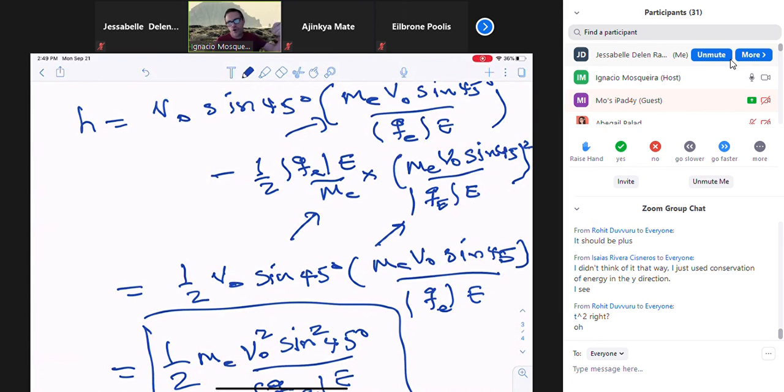How high does it go? What is the speed when it hits the plate? Whatever. How far does it travel? I could ask that as well. Like horizontally, how high does it go?